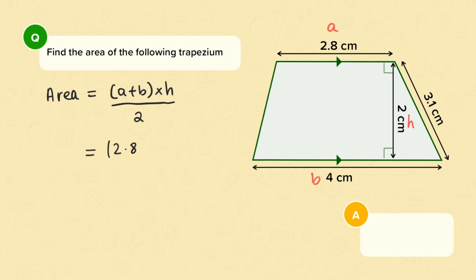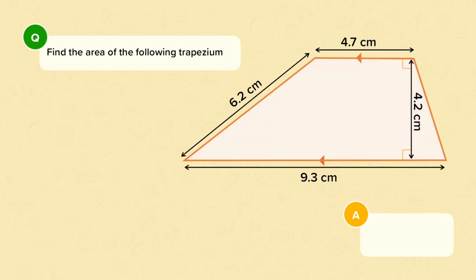So the area will be 2.8 plus 4 multiplied by 2 and then divided by 2. So that will give us an answer of 6.8 centimeters squared. So here's one for you to try. Press pause here and have a go. When you're finished, press play and check your answers.